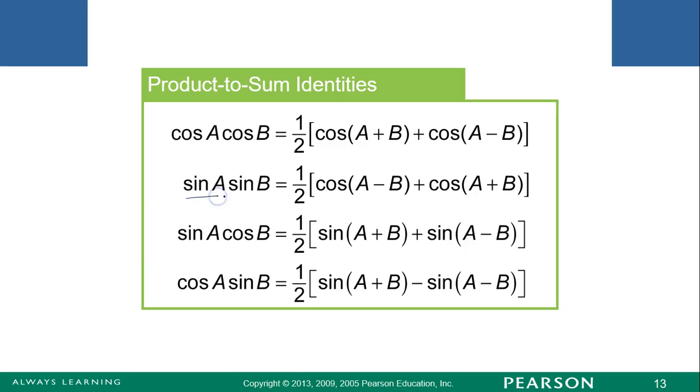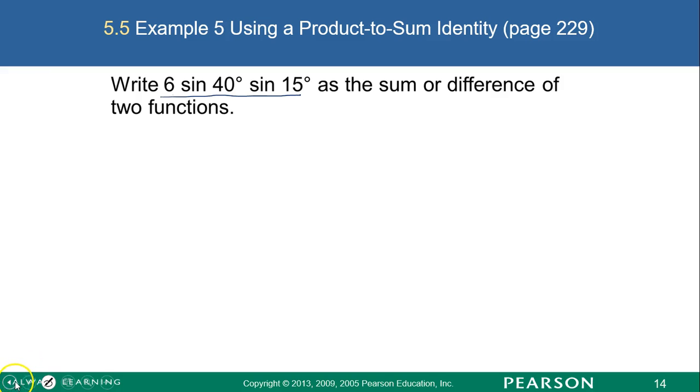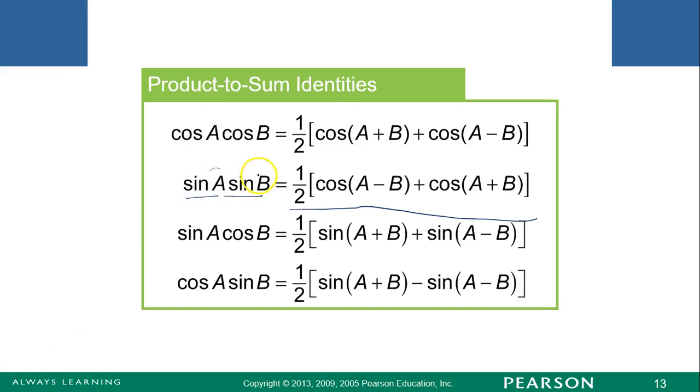Sine of an angle times sine of another angle. We're going to use this identity right here to break things apart. Just use our angles, what did it say? 40 and 15, in for your A and for your B. Wherever you see A in this thing, put in 40. Wherever you see B over here, put in 15. Then just subtract these two angles, and add these two angles together, and you're done. That's all there is to using these.